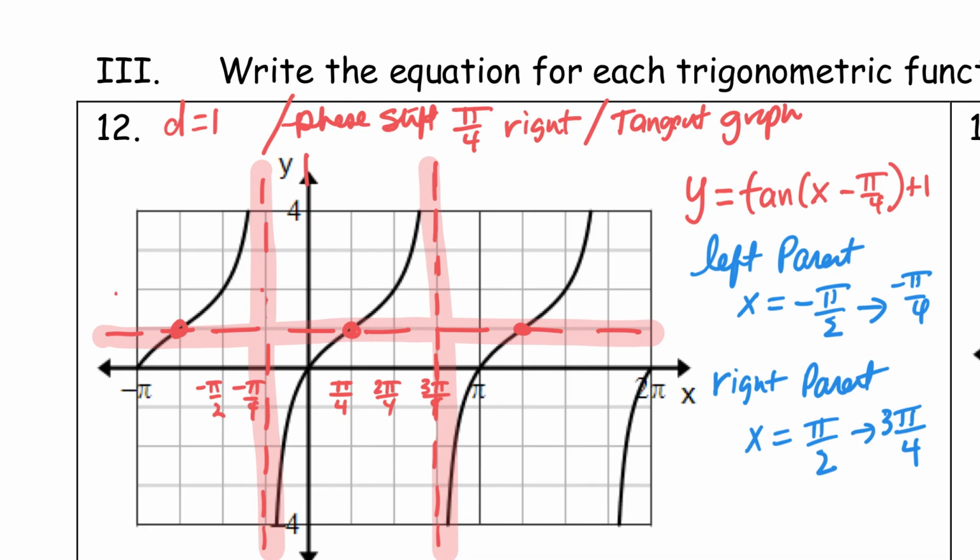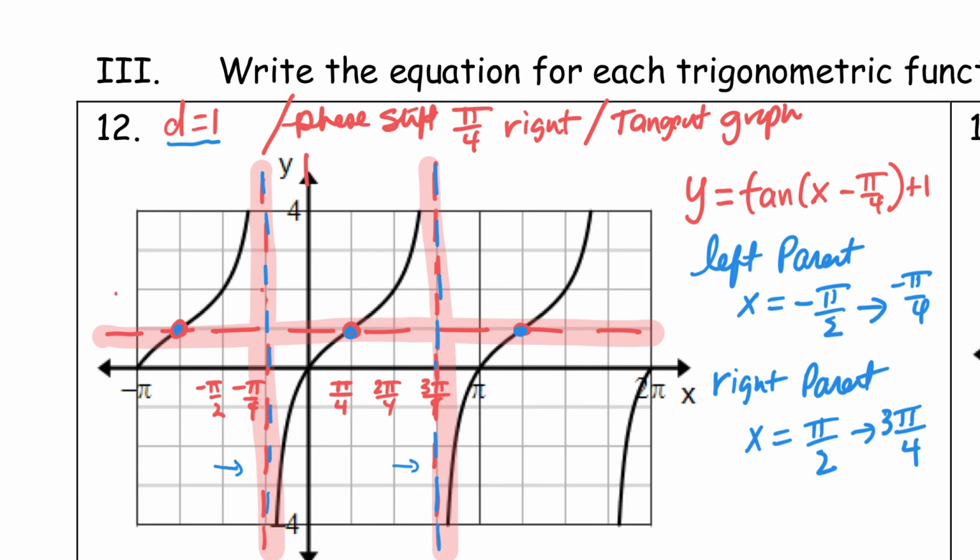What I did is identify the asymptotes. I knew there was an asymptote here. I knew there was an asymptote here. I had to do some thinking. I knew that here at 1, these are the turning points, so I knew that the D had to be 1. I noticed that my left parent and my right parent, I should have had asymptotes at -pi/2, but it shifted to the right.